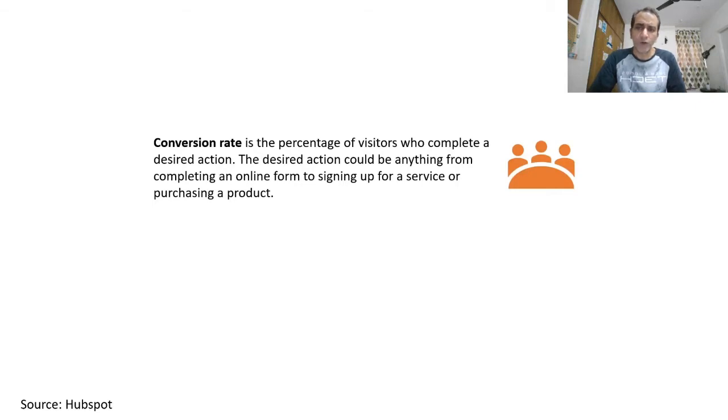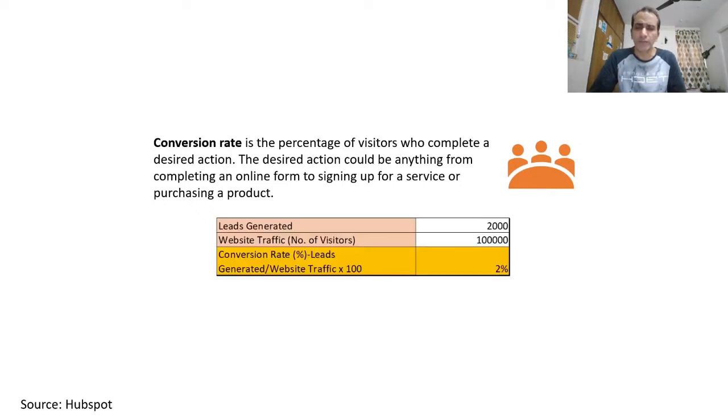Now, conversion rate. What is conversion rate? Conversion rate is the percentage of visitors who complete a desired action. The desired action could be anything from completing an online form to signing up for a service or purchasing a product. So let's say the number of leads generated is 2,000 and the website traffic, that is the number of visitors on any particular website, is 100,000 visitors. Then the conversion rate in percentage would be leads generated divided by the website traffic into 100. Here it would be 2,000 divided by 1 lakh into 100, which is 2 lakh divided by 1 lakh, which is 2%.